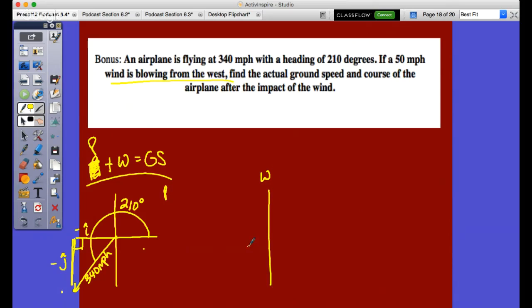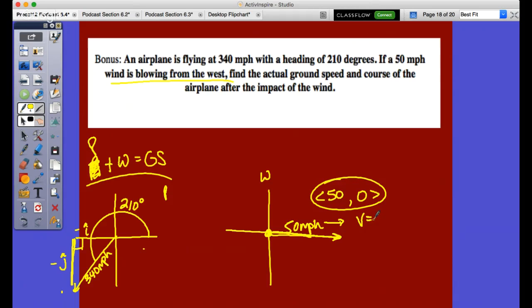So if the wind is over here and it's coming from the west, it would mean it's going this way, right? So we would say that it's going from the west towards the east, and that says 50 miles per hour, right? The beauty of this one is because it's on the x-axis, we already know the i and j here because there is no j. There is an i, and it's 50, and it's positive because it's going in the right direction.